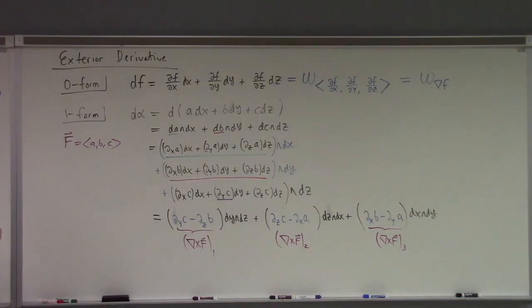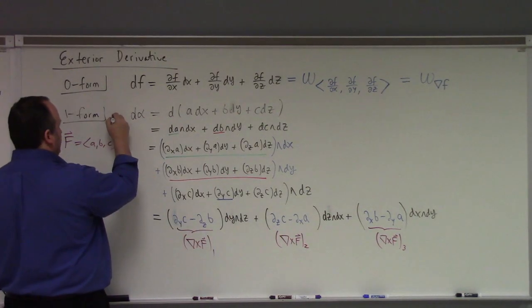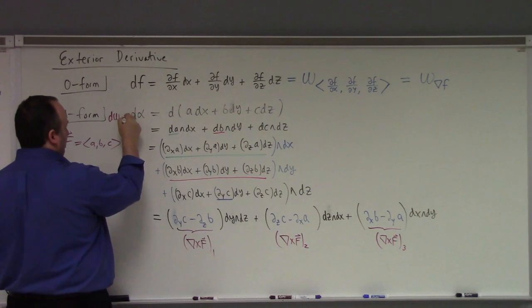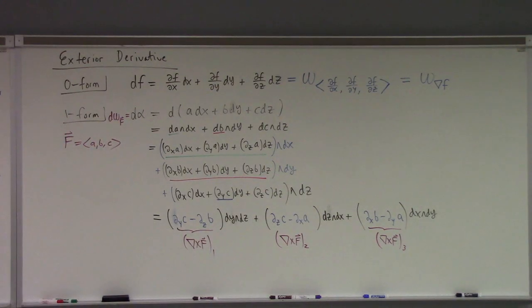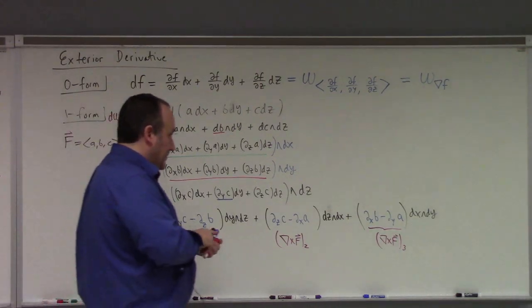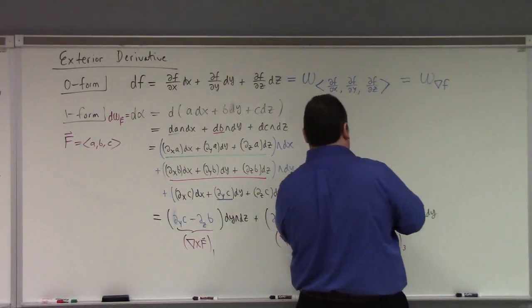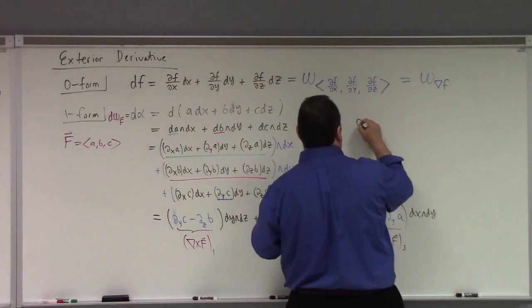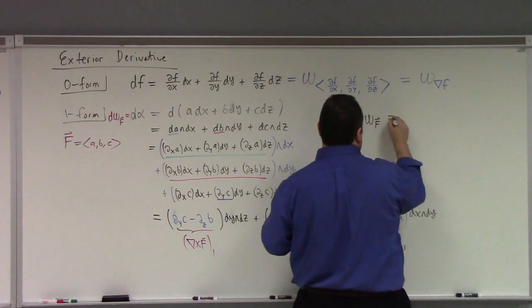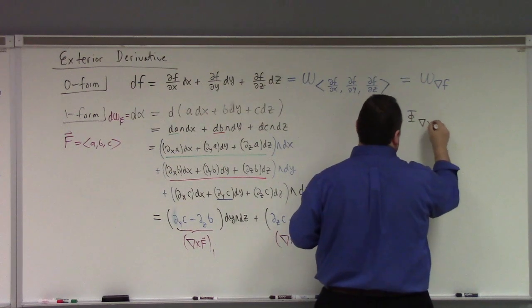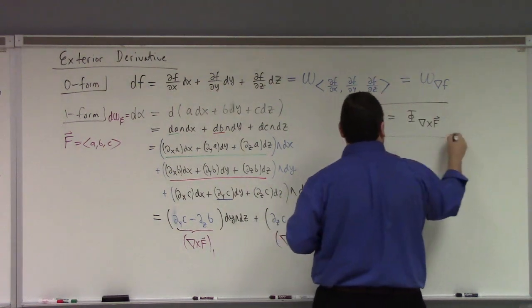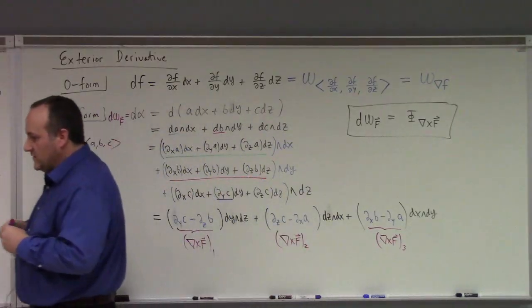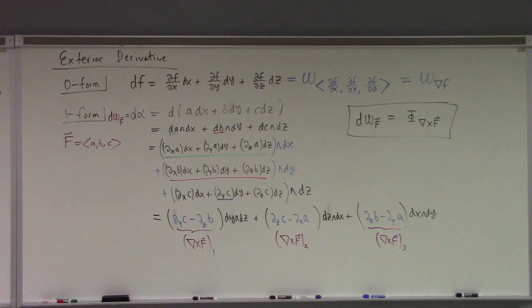So what is this calculation? By the way, what we're calculating is the exterior derivative of omega sub F. This is the work form corresponding to the vector field ABC. And we've shown that the exterior derivative of the work form corresponding to the vector field ABC is in fact the flux form of the curl of that vector field. In short, we've shown the following identity: the exterior derivative of the work form of a vector field is the flux form of the curl of that vector field. So apparently exterior differentiation automatically builds in the curl.